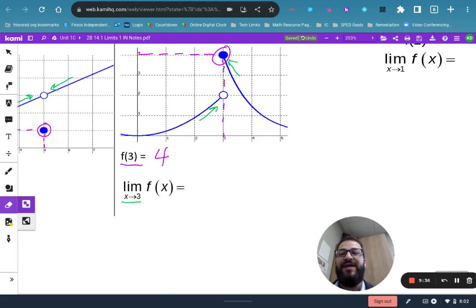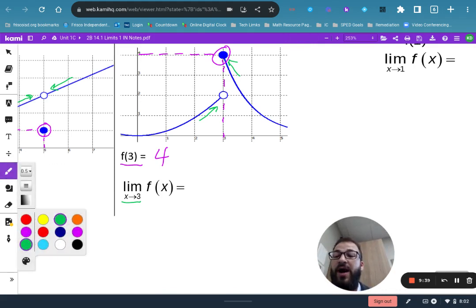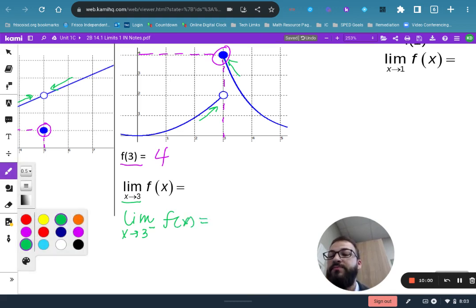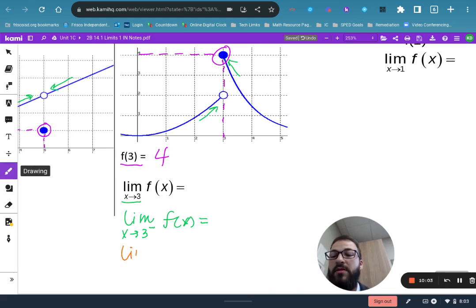But I can split my overall limit into two separate limits. So I can split this out into the limit as x approaches 3 from the left, which I denote with a little negative exponent, of f of x, and then the limit as x approaches 3 from the right, which I denote with that little plus sign exponent, and once again, of f of x.